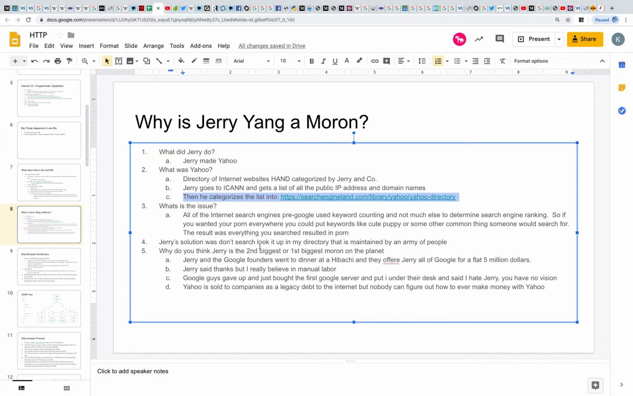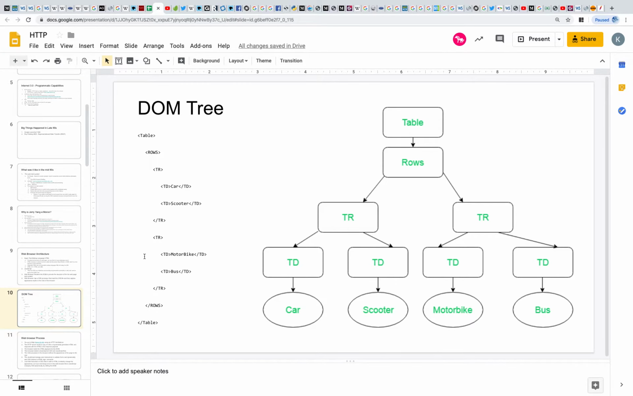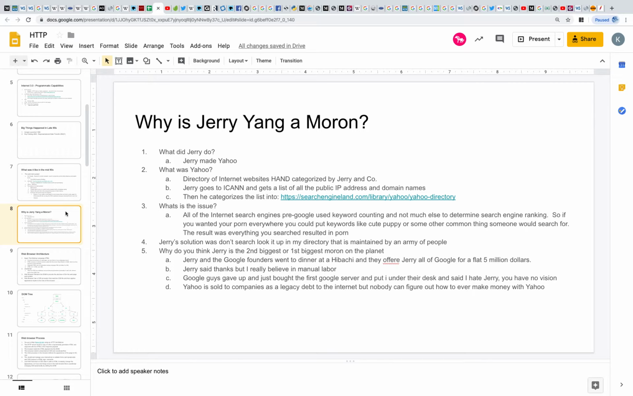So they did this at a hibachi restaurant, and Jerry laughed and said, I don't believe that search is the future of the internet. I believe in my directory, because he drank his own Kool-Aid. And the rest is history, because Yahoo fell apart. Yahoo is like a non-entity on the internet. It's the only original internet company that has no purpose. All it is is one big site of clickbait.